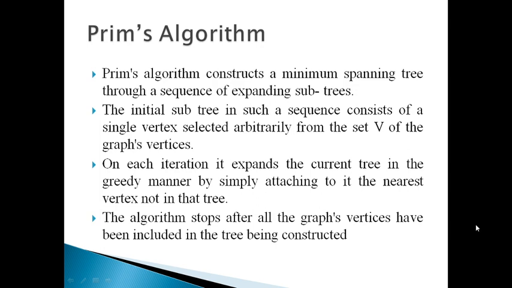This algorithm constructs minimum spanning tree through a sequence of expanding subtrees. Initially, subtree is constructed by selecting a random vertex from the graph. At each iteration, we find the nearest vertex with minimum weight connected to it and add it to the subtree list. This step repeats until all the vertices of the graph are included in the subtree.